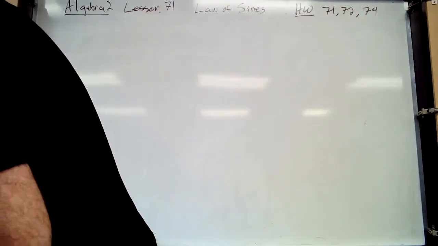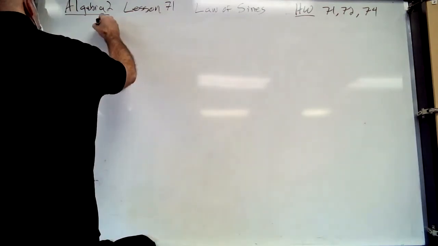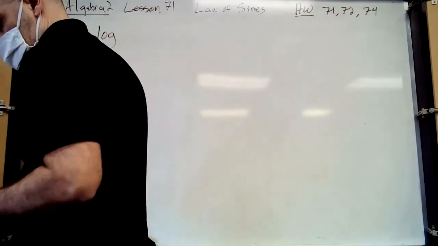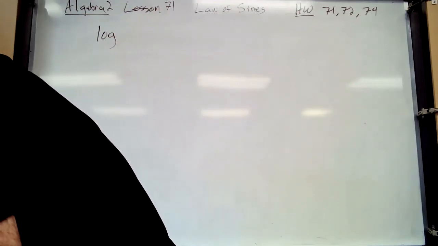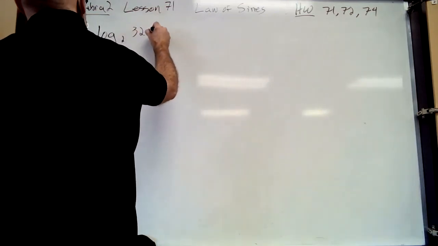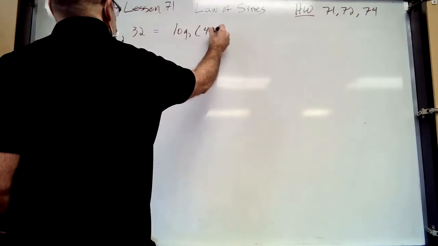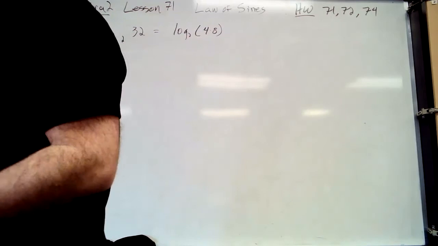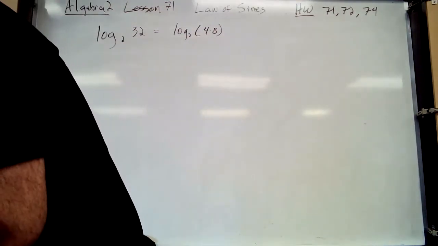Well, let's just do this. So here's the deal. Here's another property. Log base 2 of 32 can be written like this: log base 2 of 4 times 8, right? All I did was take 32 and factor it into 4 times 8.